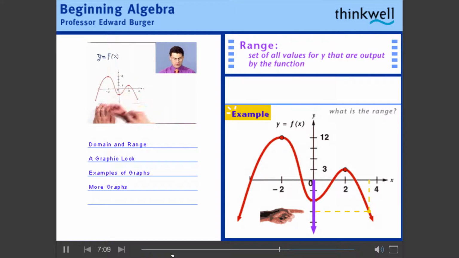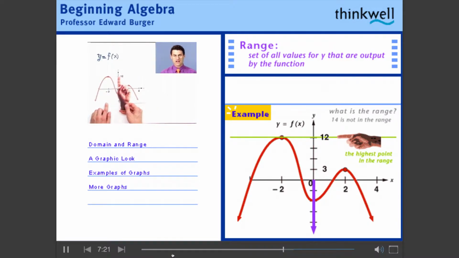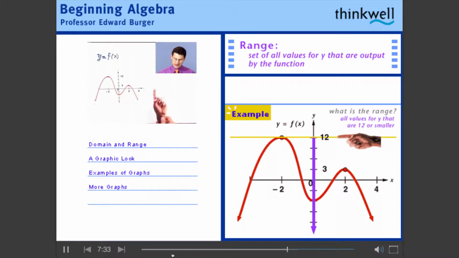The answer is no. The function's way down here, comes up, never makes it that high. So, in fact, 14 is not in the range of this. And in fact, what's the range? It looks like the highest point we hit is 12. So the range would be all the values for y that are 12 or smaller. So we don't get to hit every single y value. There's no way to hit 13, for example. So here, the domain is everything, all the x values. The range are just the y values that are 12 or lower.